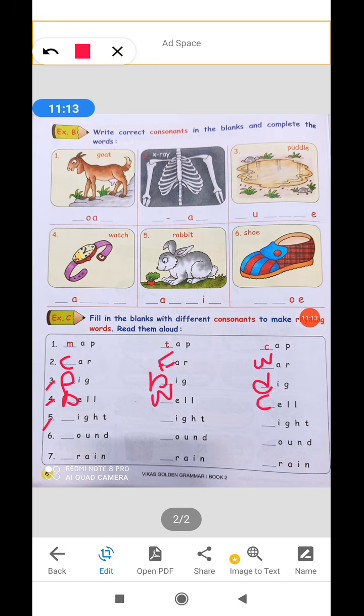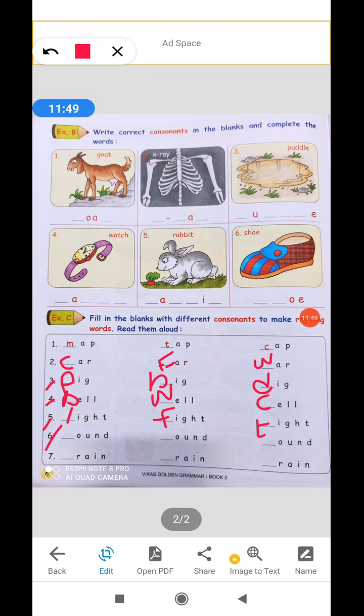I-G-H-T. It can be eight also. E-I-G-H-T, eight spelling. But E is a vowel, so we can't use it, right? So we can use L-I-G-H-T, light. Yes, L is a consonant letter. Then F-I-G-H-T, fight. Then T-I-G-H-T, tight. Yes, all these letters are consonant letters.